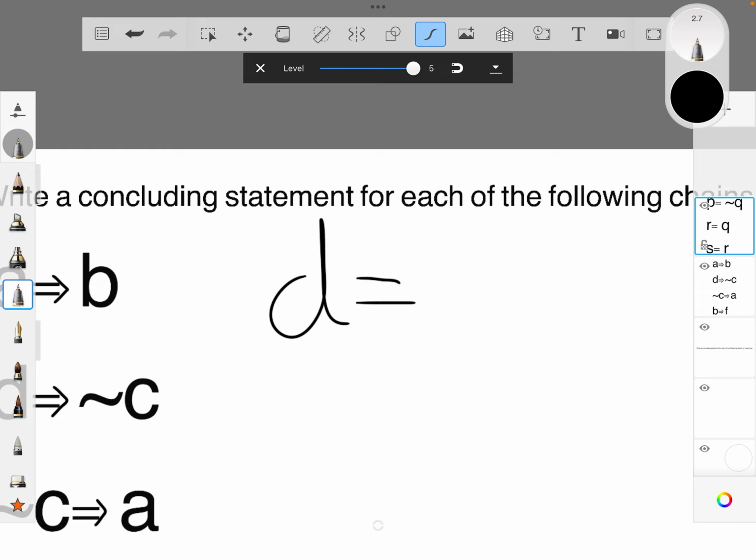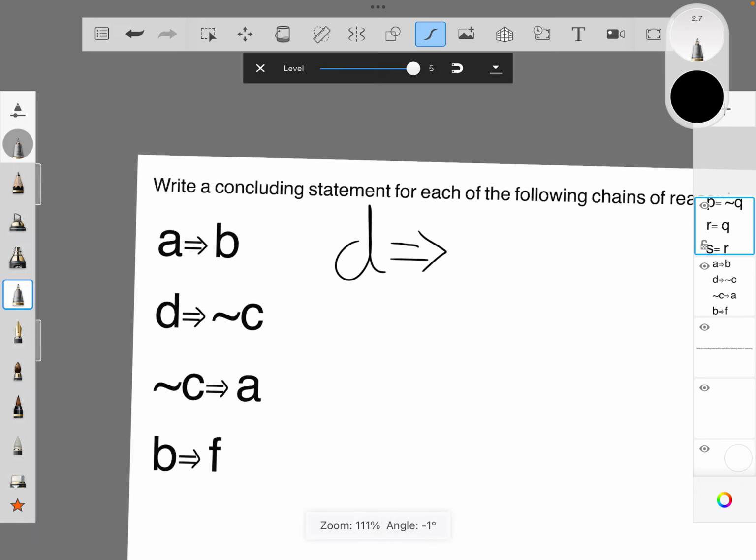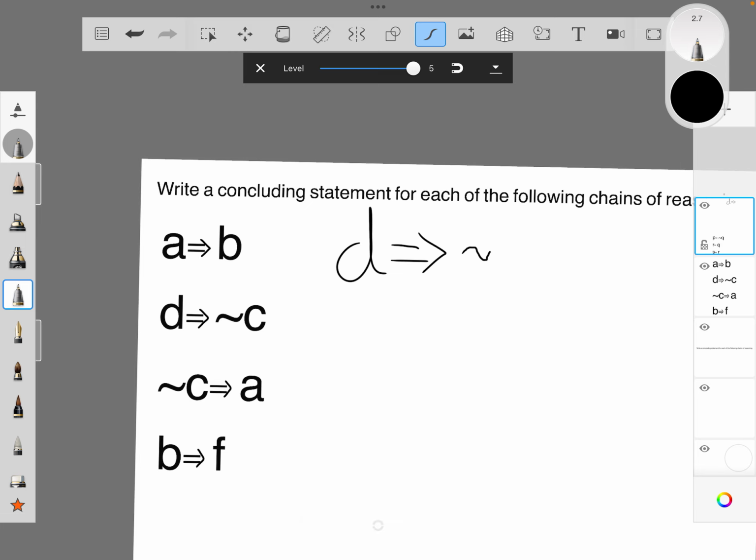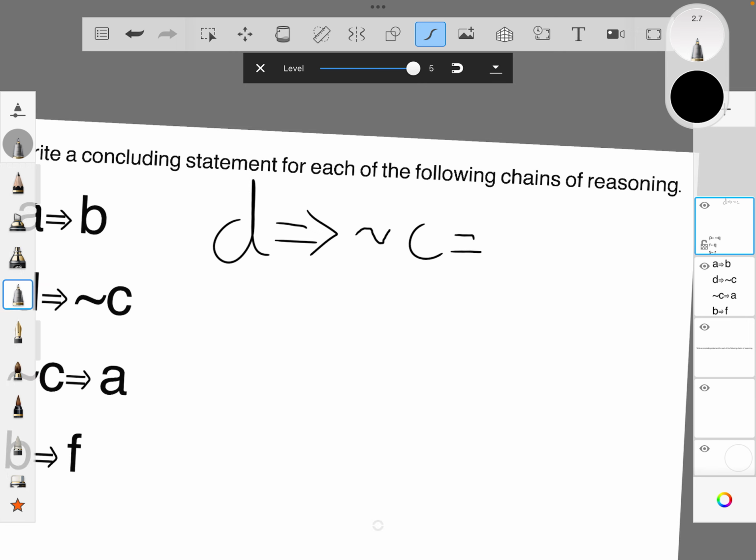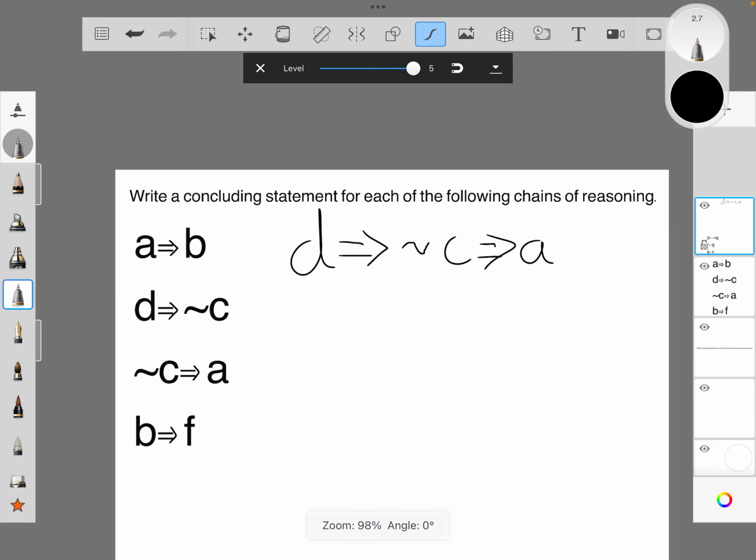So now we just chain them together. D would mean not C. Not C would conclude A. And then A would conclude B. And B would conclude F. So our final answer is if D, then F.